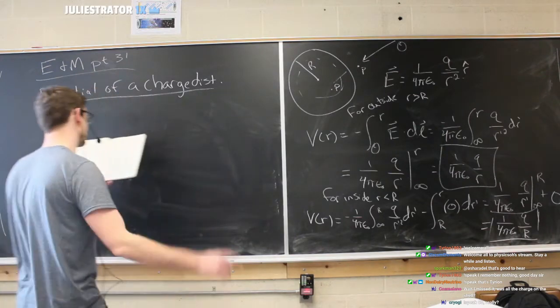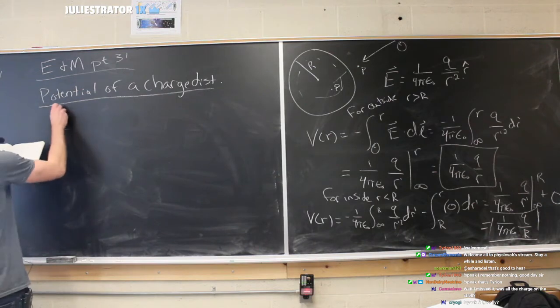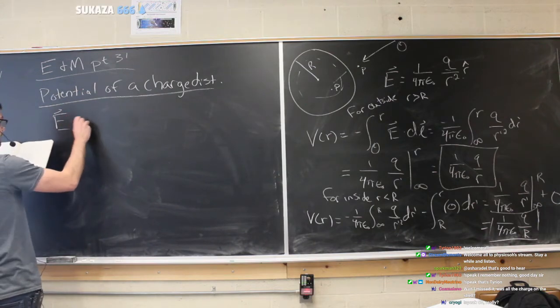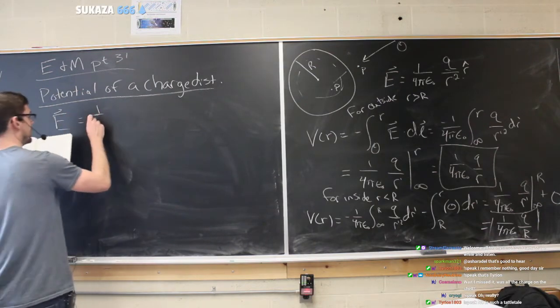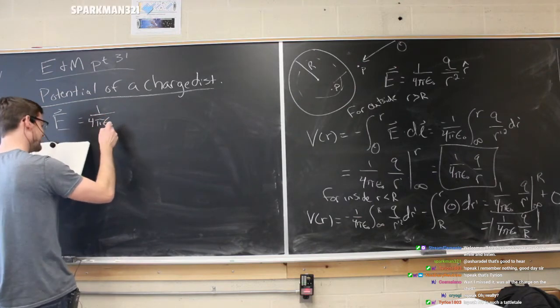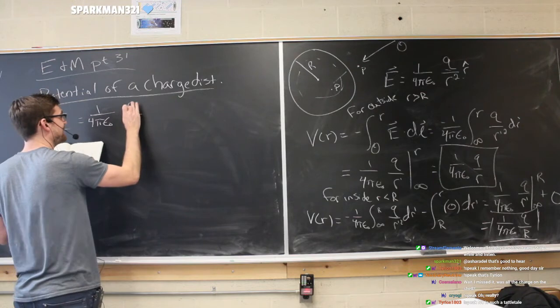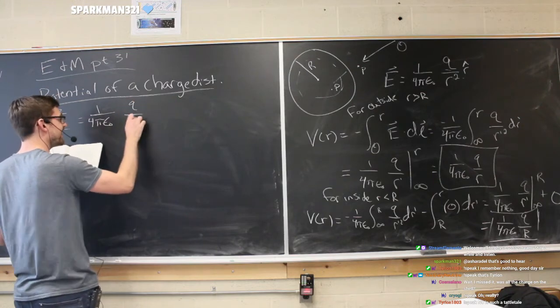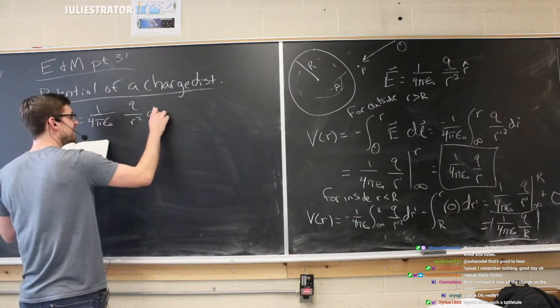So let's consider again the electric field of a point particle. Q over r squared times dr.